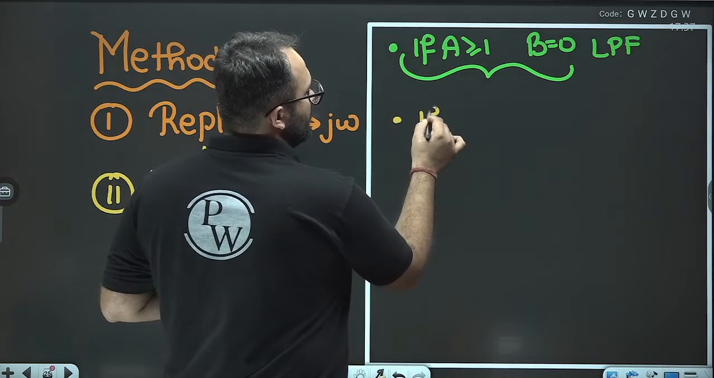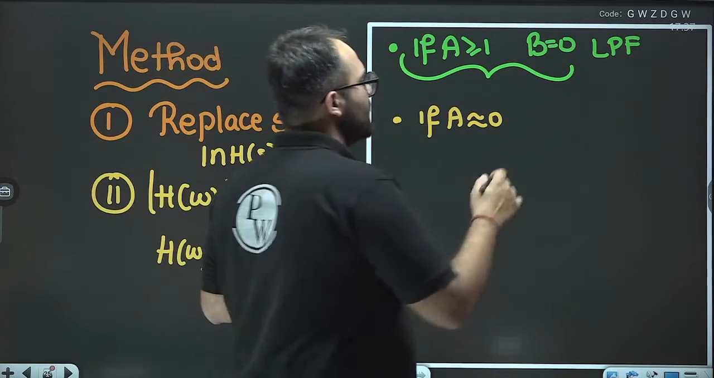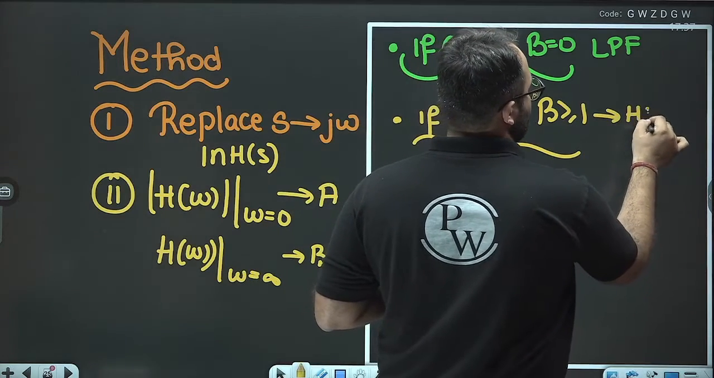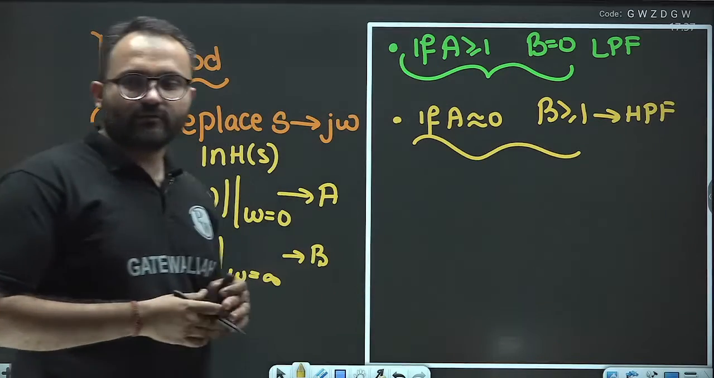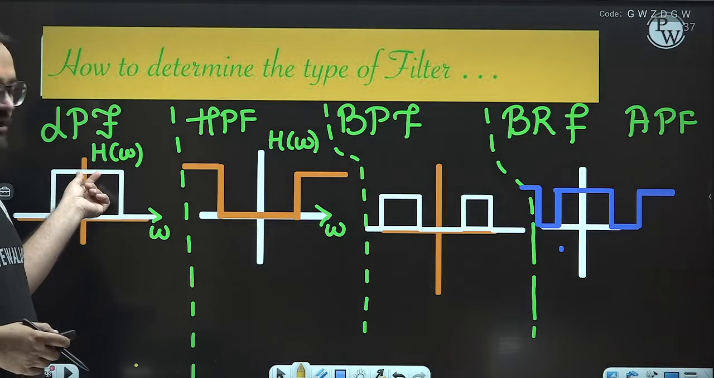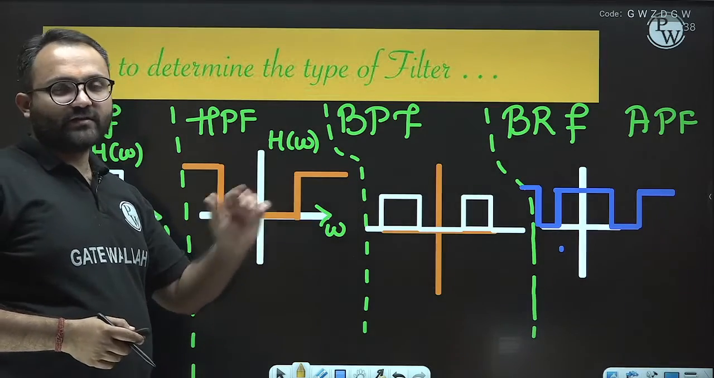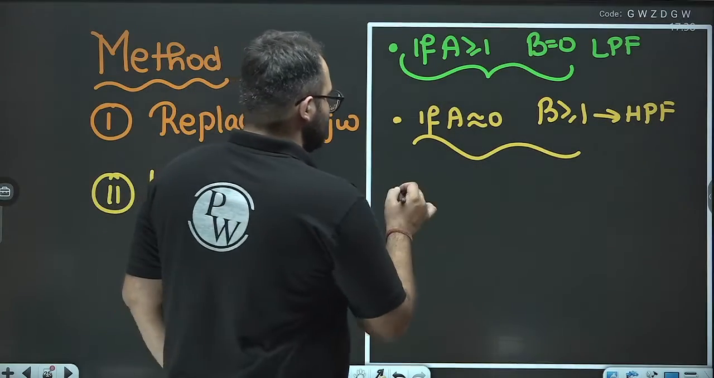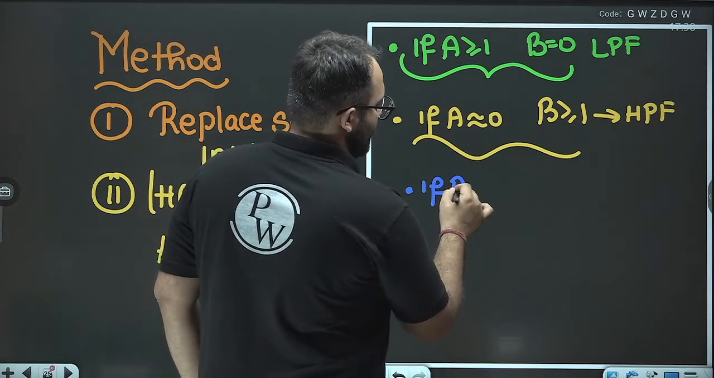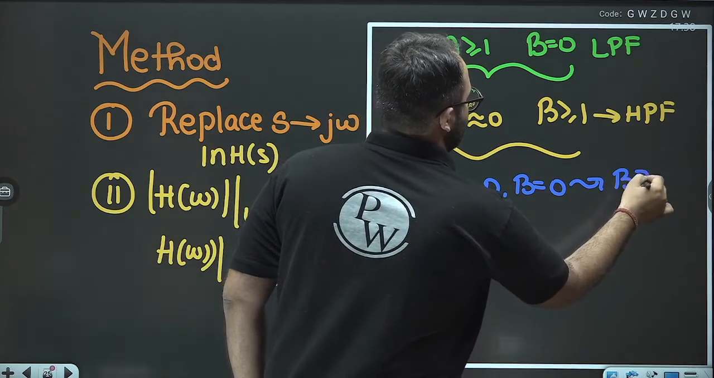Second, if A is equal to 0, meaning at 0 frequency it is 0, but at infinity frequency it is greater than or equal to 1, then this will be a high pass filter. Are you all able to visualize this also? At 0 frequency it is non-zero, very large, then it is a low pass filter. At 0 frequency it is 0, but at infinity frequency it is large, so it is a high pass filter. If at both the frequencies, A is also 0, B is also 0, then it is a band pass filter.